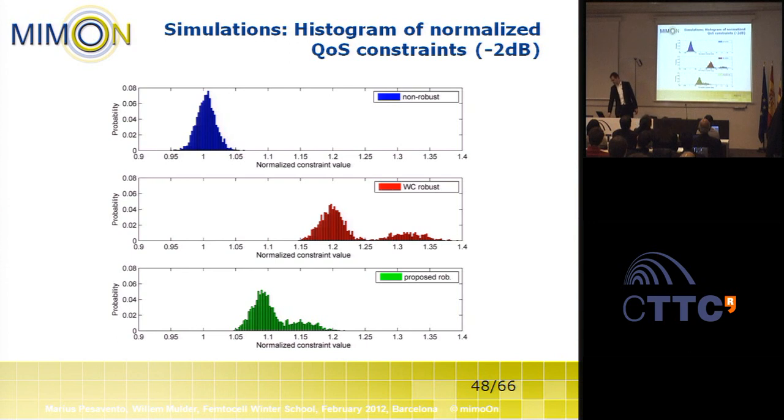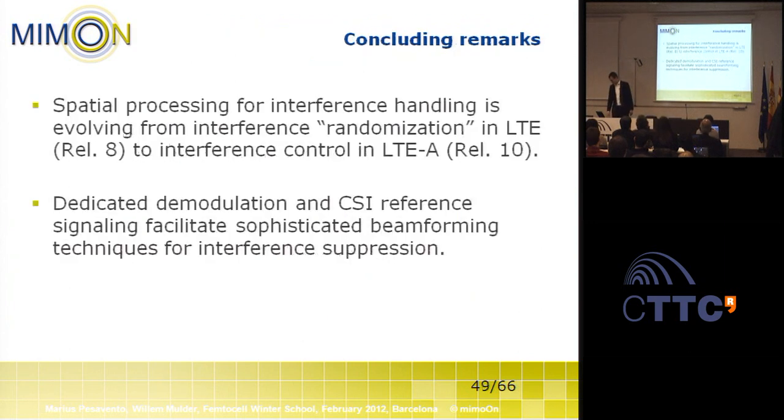So we see here for the non-robust design that sometimes the constraints are satisfied in this area, but also sometimes the constraints are violated. This is due to the lack of robustness and due to the channel mismatch. In our approach, we see that always all constraints are in fact satisfied. So with this, I want to conclude my presentation.